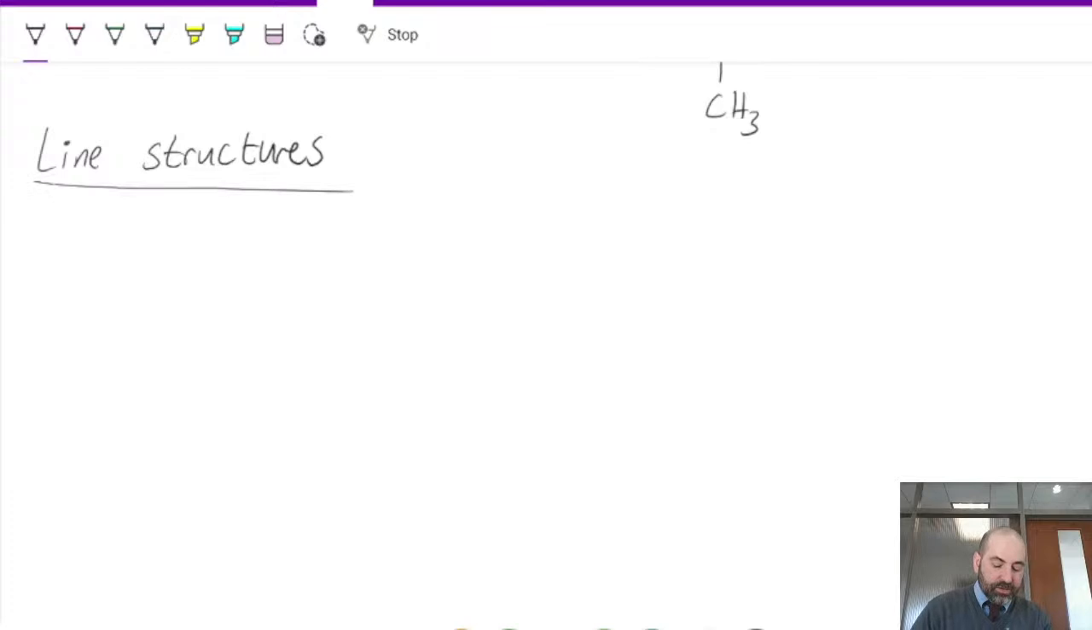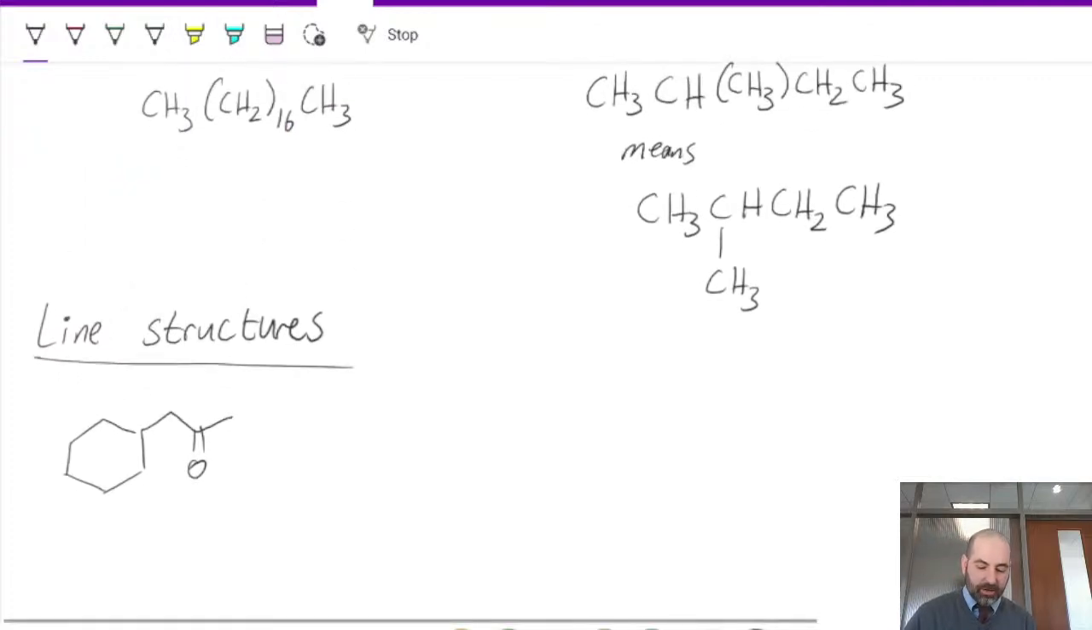Okay, so with line structures, that's where we get these things that you might have seen like this. These are extremely quick and easy to draw, and this is how most chemists communicate their structures because they're so quick and easy to draw. But if you don't know what this sort of thing means, then it's not real helpful. So we're going to go through how to draw these things, what they mean, and we'll use some of the same examples that we had up here.